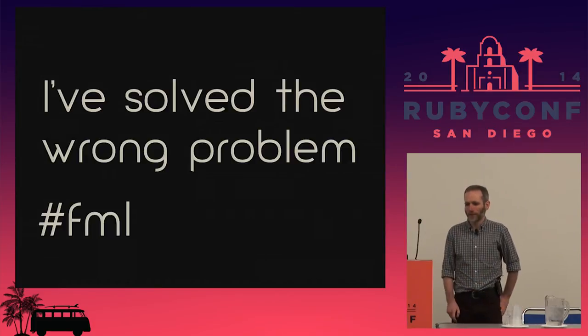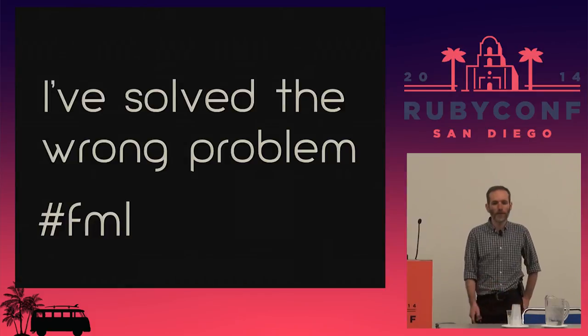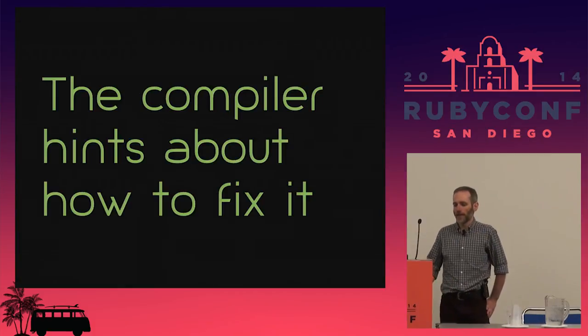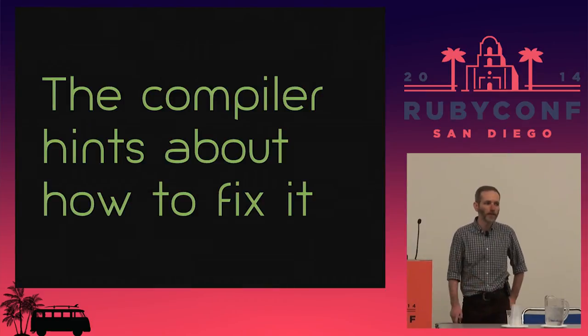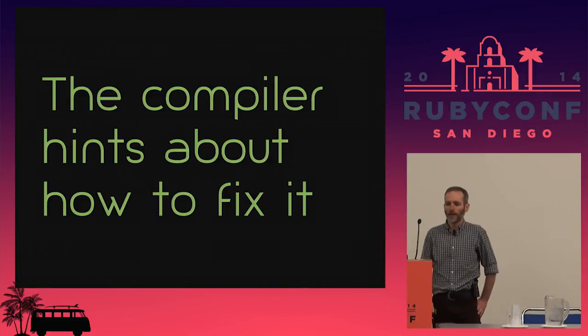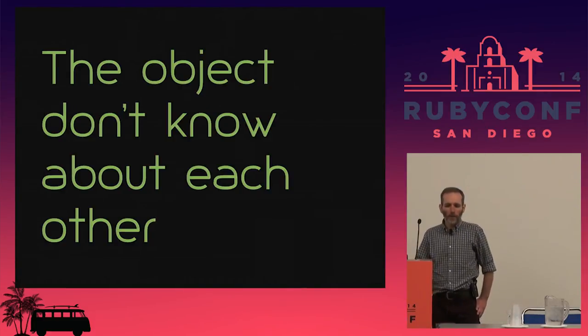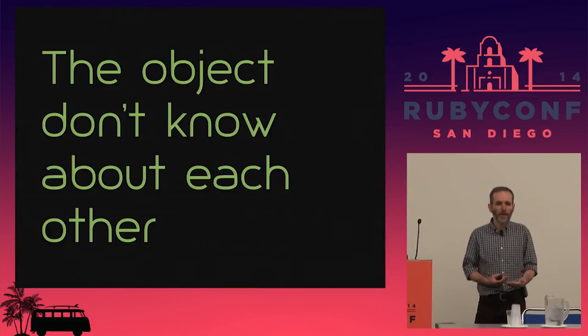But then I thought about it some more. I thought, well, Go is doing more than just telling me that it's broken. The other thing it's doing is it's hinting about how to fix things. And I thought, that's cool, I've got that as well. It's not just telling me that it's broken, but it's giving me some hints as to how to fix it. That's kind of useful. And then I thought, when I'm writing objects, they don't need to know about each other anymore. They only need to know about this interface in between.